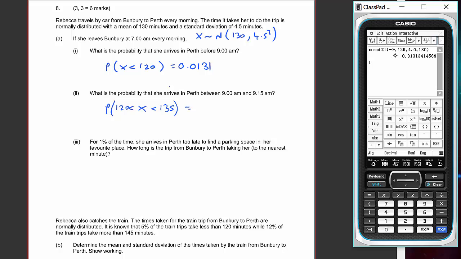So all I need to do is change that negative infinity to 120 and change the 120 to 135. That gives 0.8536. Looks like a 6. 0.8536.